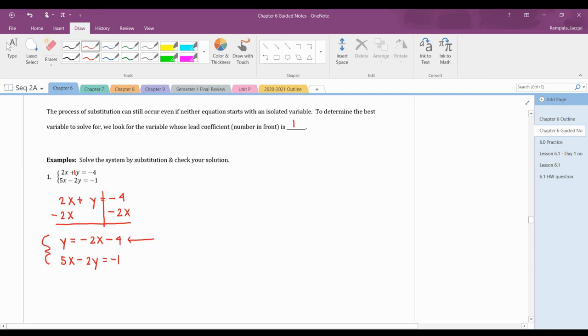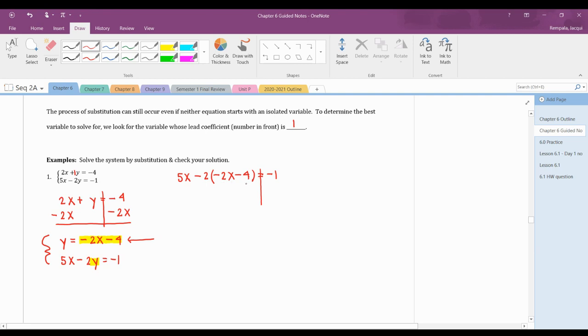We now have an equation where we have a variable by itself. So now we can go ahead and do the substitution process. I'm going to take what y equals and substitute it into the y in that other equation. So we're still going to have 5x minus 2, but now in parentheses, instead of y, I'm replacing it with -2x minus 4. And then I have to finish the rest of that bottom equation. This equals -1. So now we have an equation with only variables of x, which is exactly what I want. I want only one variable. So now I have to start solving.